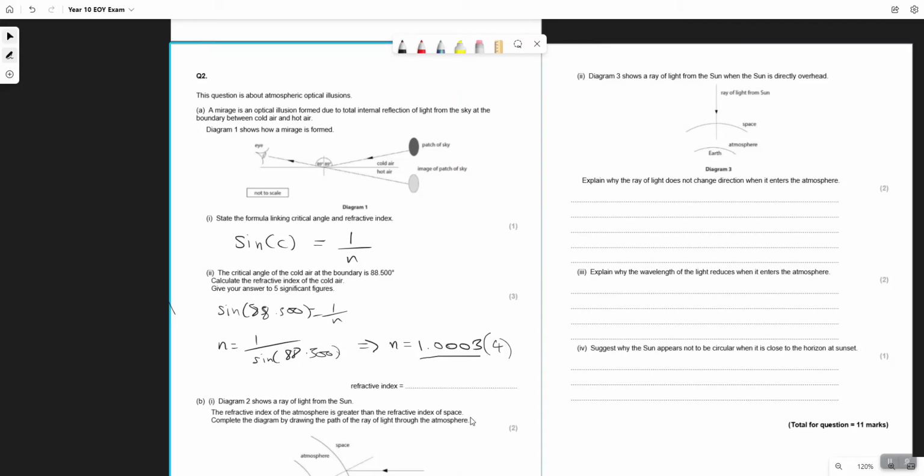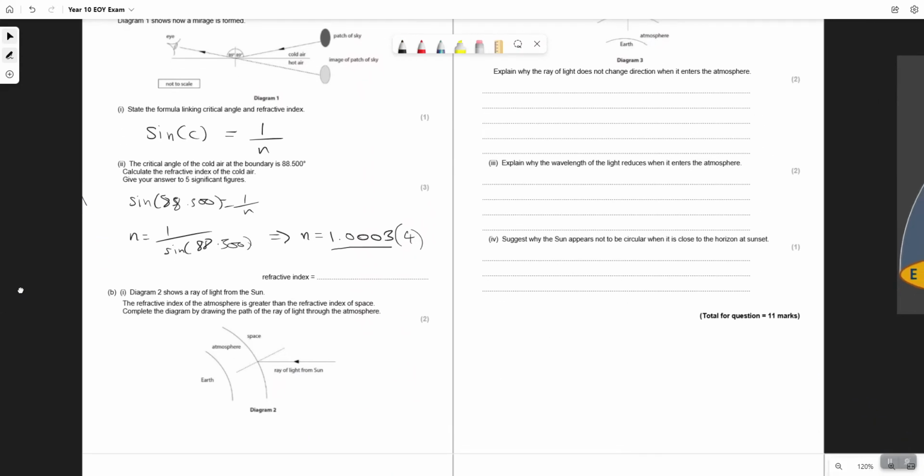So part B, we've got the ray of light from the sun. We've got the refractive index is greater. Complete the diagram by drawing the path of the ray of light through the atmosphere. So the ray of light from the sun, we know that it's going to enter something that's denser. It's going to slow down. So we are after a straight line because it's still going to stay straight.